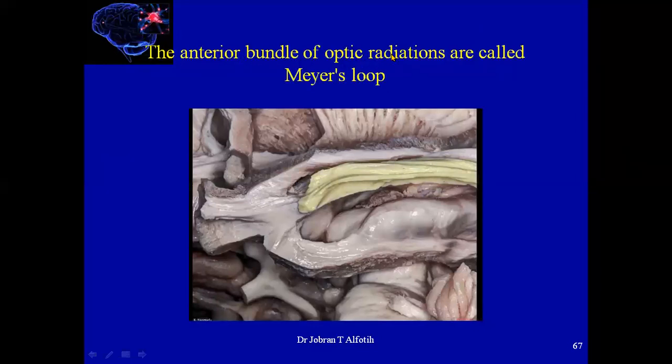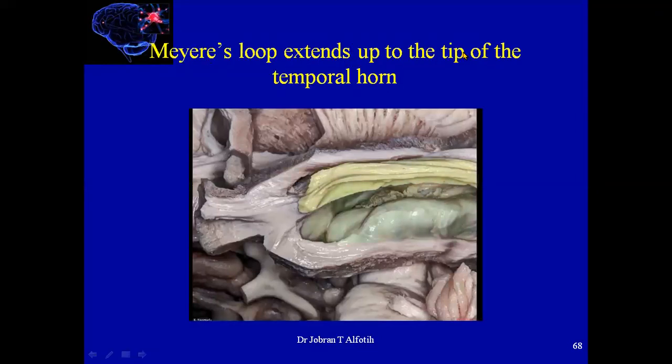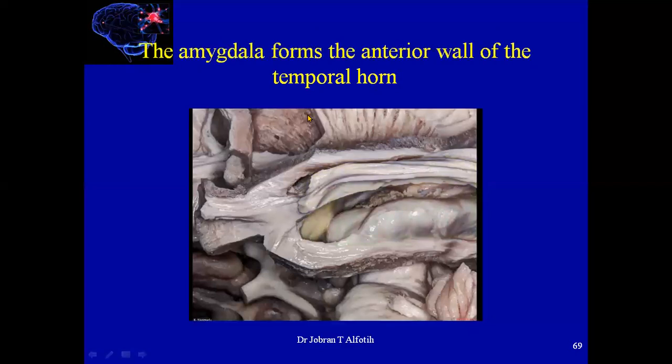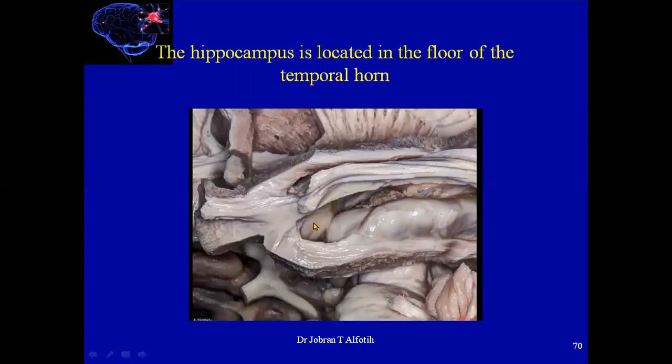The anterior bundle of the optic radiation is called Meyer's loop, and Meyer's loop extends to the tip of the temporal horn. So we must be careful when operating in the temporal horn, going to the basal ganglia, or removing some of the middle temporal gyrus. Sometimes that can violate Meyer's loop. Beneath Meyer's loop there is the amygdala, which forms the anterior wall of the temporal horn. The hippocampus is located in the floor of the temporal horn.